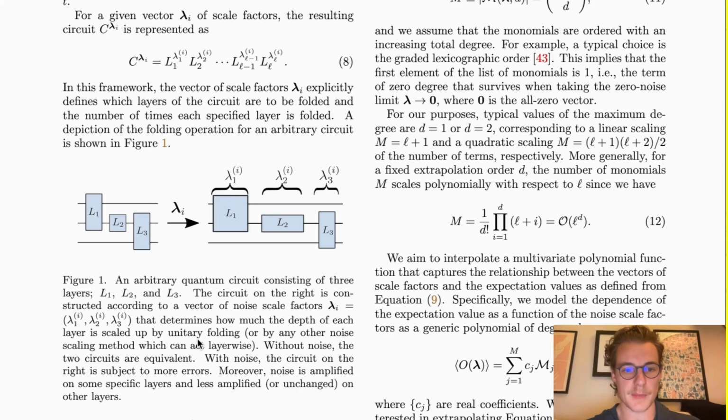In zero-noise extrapolation, every layer of a circuit is folded either locally or globally. In layerwise Richardson extrapolation, every layer can be folded independently of one another. In this example, layer 1 is scaled by lambda 1, layer 2 is scaled by lambda 2, and layer 3 is scaled by lambda 3.